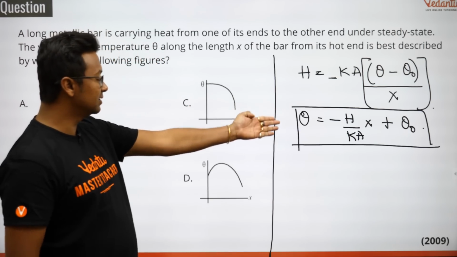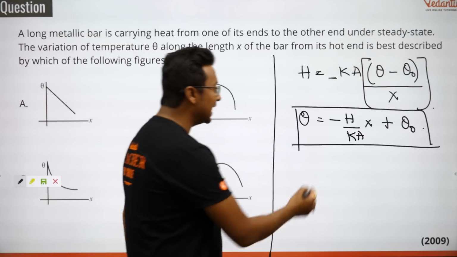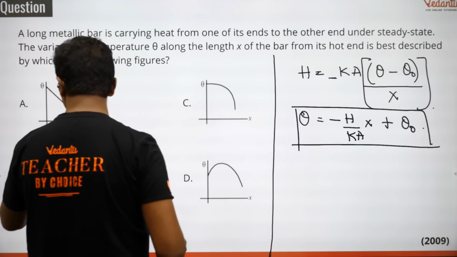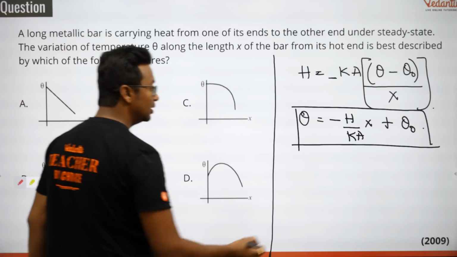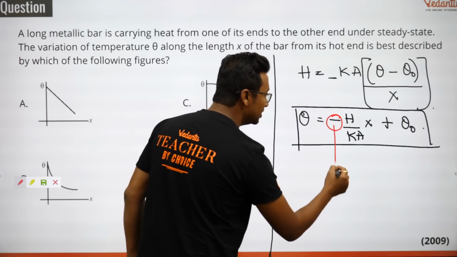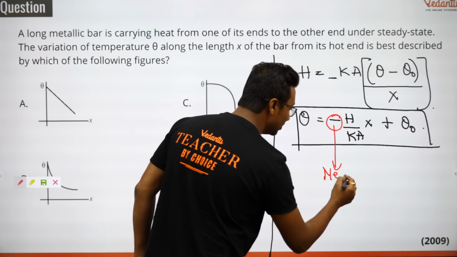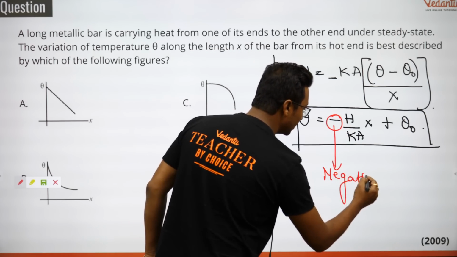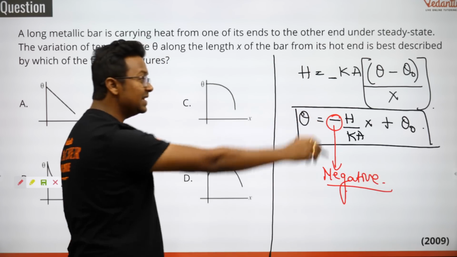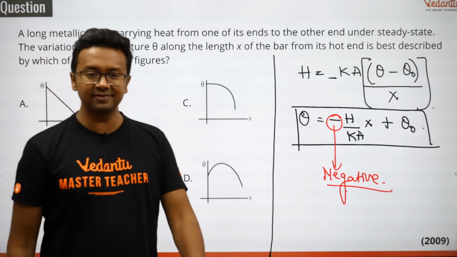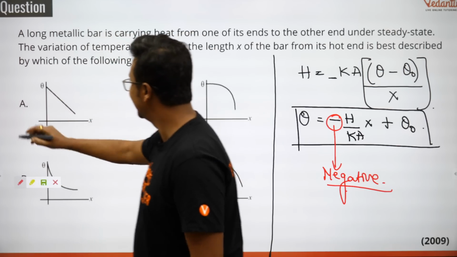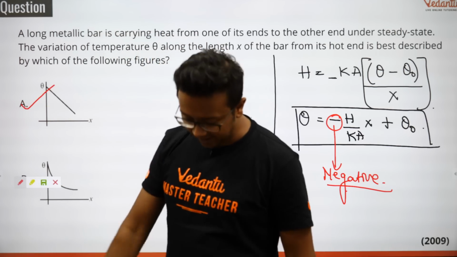Now what do you see here? A graph which has got a negative slope. So this has got a negative slope. Linear equation and negative slope. Yes, option A is the right answer.